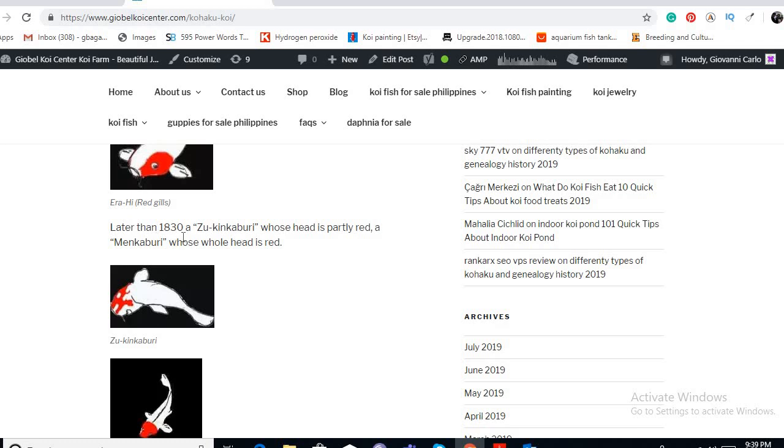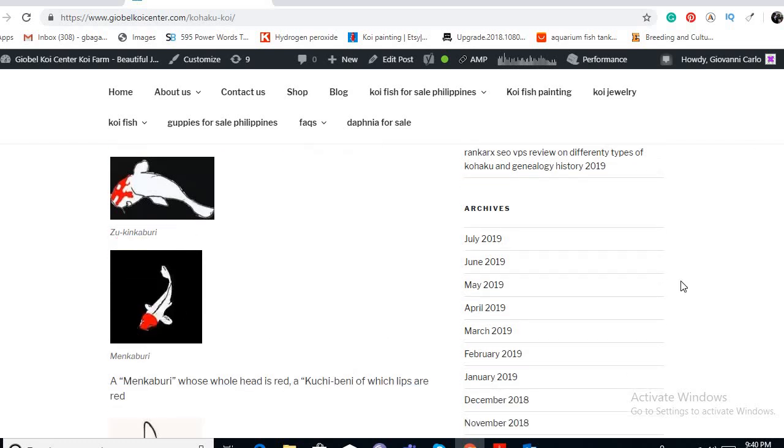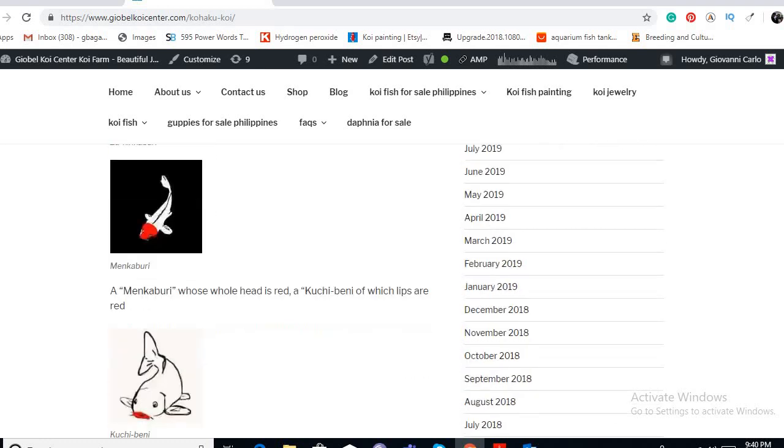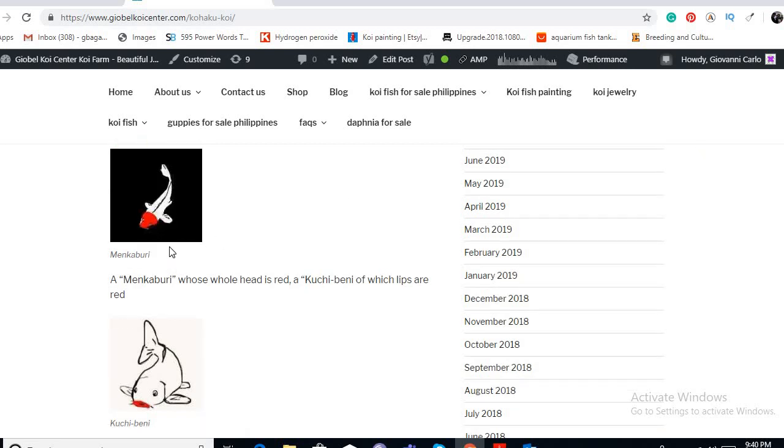So later, in 1830, a Zukin Kaburi, whose head is partly red, and Minkaburi, whose whole head is red, appeared. This is the Zukin Kaburi, partly red on the head. And this is the Minkaburi, with the whole head red. So, excuse my drawing, it's just so cartoonish. Minkaburi, whose whole head is red.